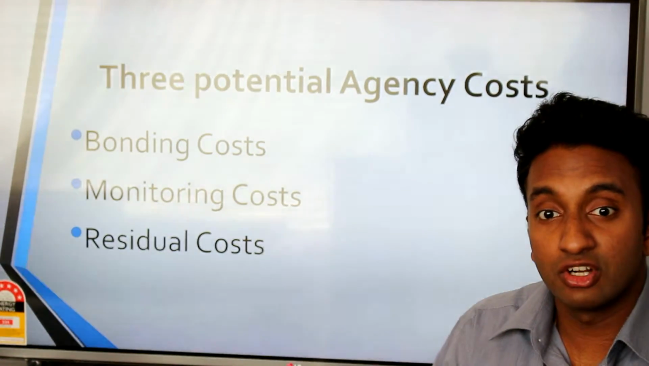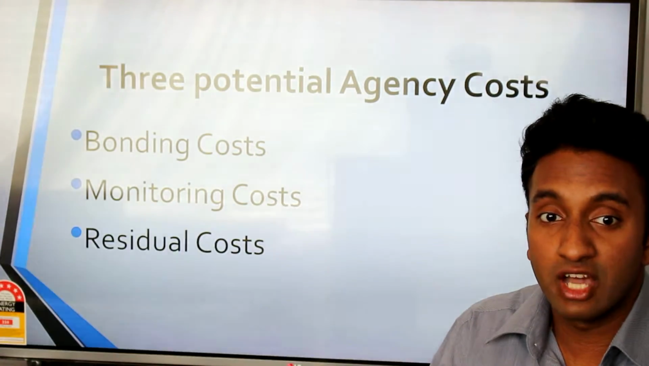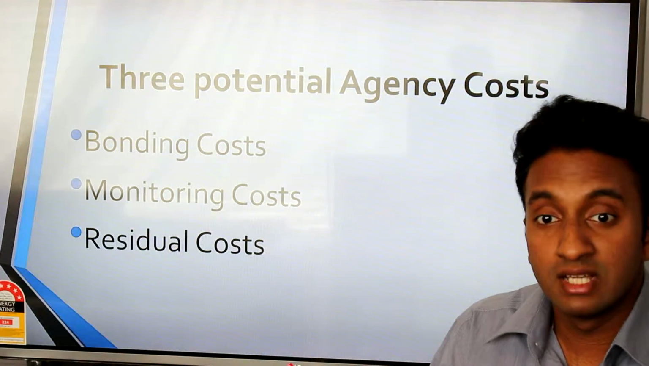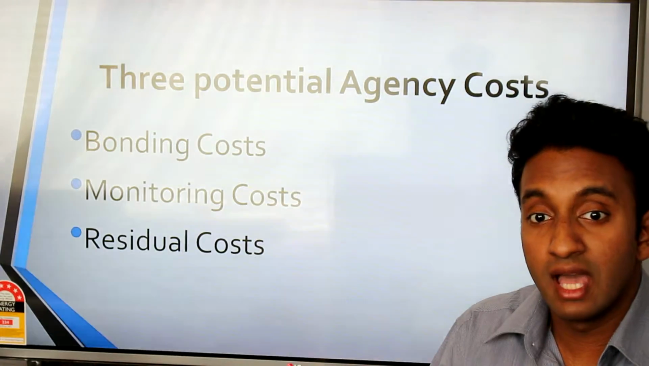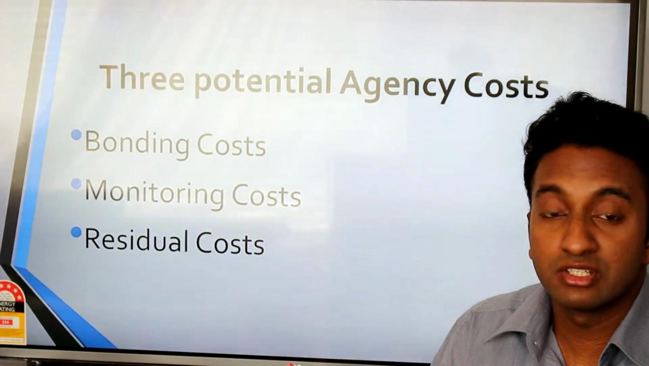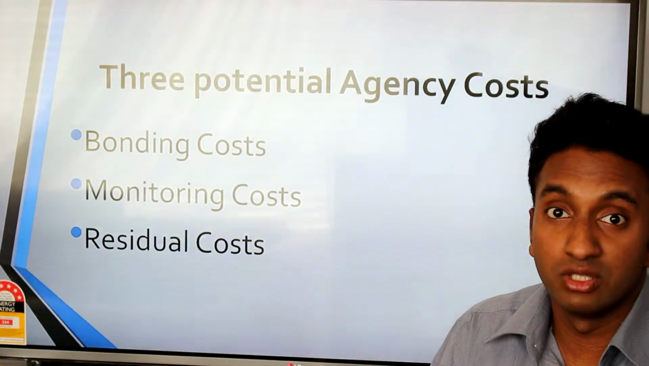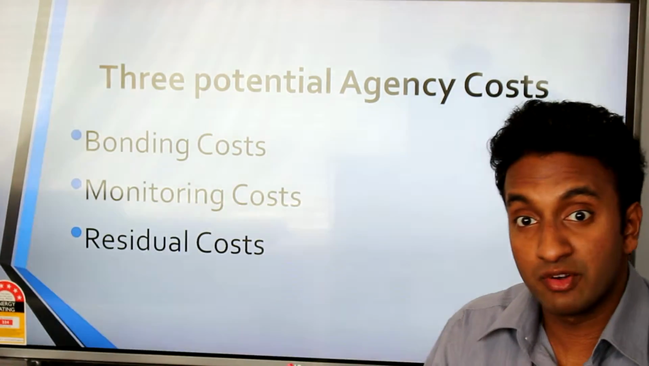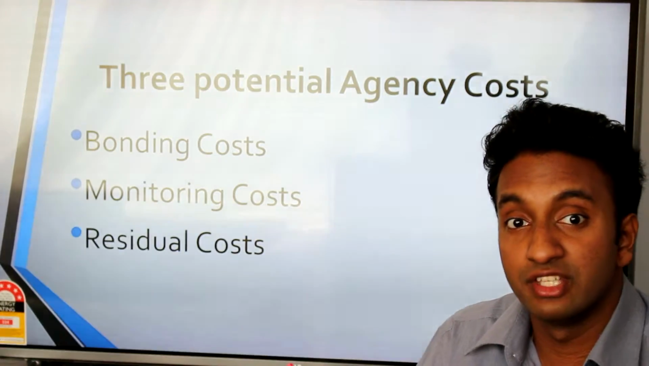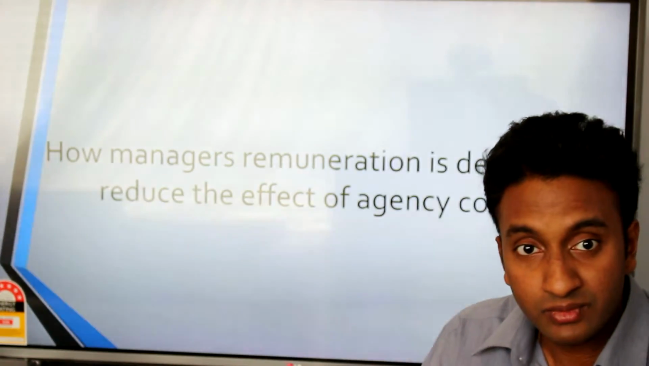It is the opportunity costs which are incurred when shareholders impose restrictions, such as requirements for shareholders' votes on specific issues, and limit the ability of managers to take actions that advance shareholder wealth. And next I'm going to discuss how managers' remuneration is designed to reduce the effect of agency cost.